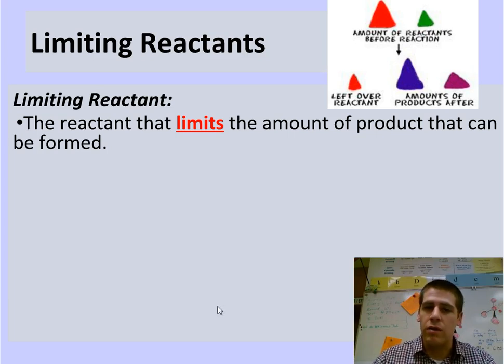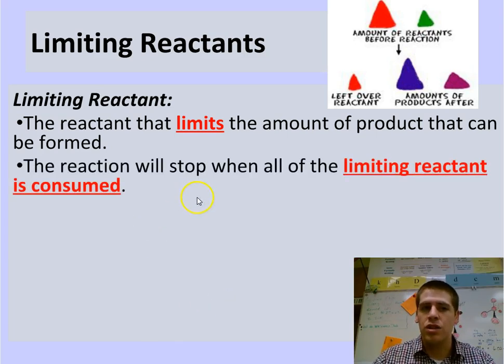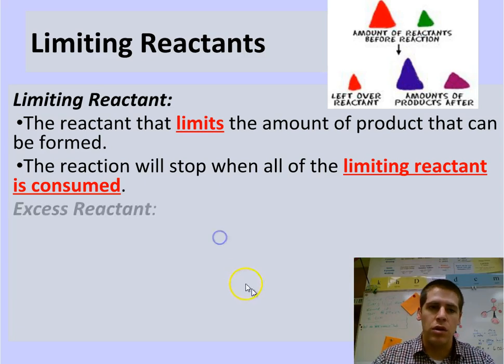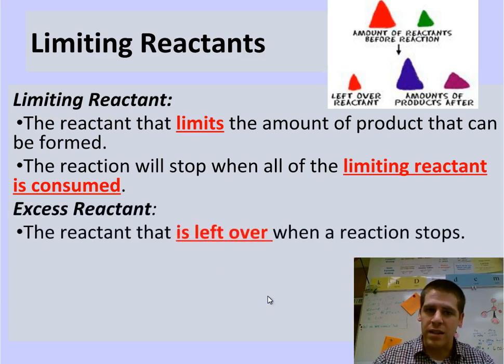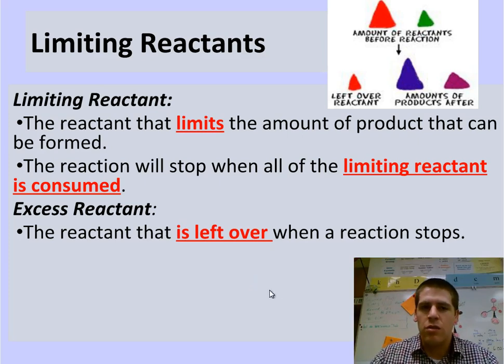So it's the one you're running out of first. And as soon as you run out of it, the production stops, the reaction stops, because the limiting reactant is consumed. As soon as you run out of Teddy Grahams, you're done making s'mores, right? You can't make any more. The other reactants are left over. They're called excess, meaning that you have extra ones.